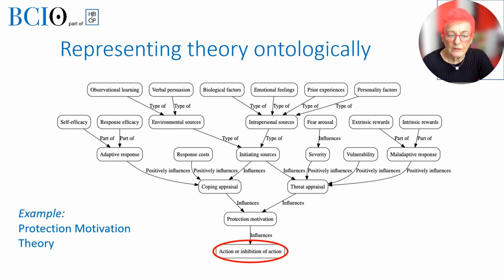This is a representation of protection motivation theory. And here at the bottom you see behaviour defined as action or inhibition of action, which has a direct influence of protection motivation, and protection motivation is in turn influenced by coping appraisal and threat appraisal. And again, you can see many more distal predictors.